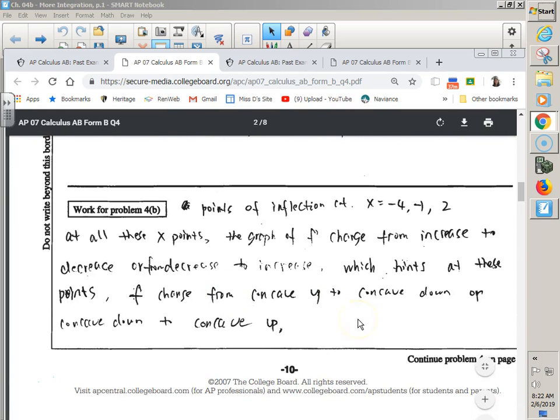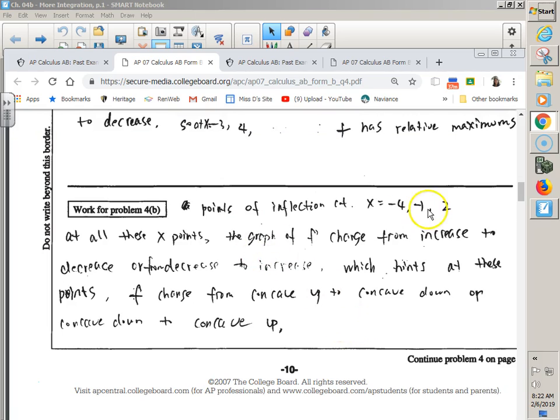I've never actually seen someone's writing that was my own kid, but I always wonder. Points of inflection, -4, -1, 2. Okay, they got the right answer. F prime changes from increasing to decreasing or decreasing to increasing, which hints at the points. F changes from concave up to concave down or concave down to concave up.